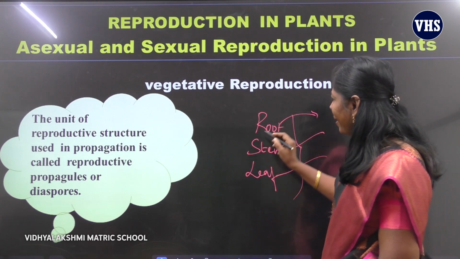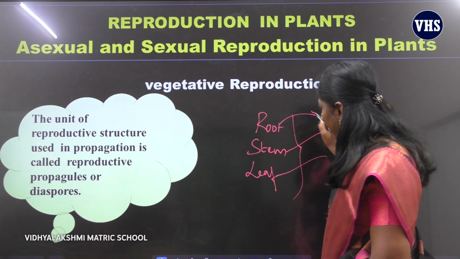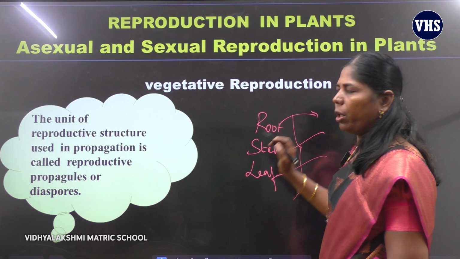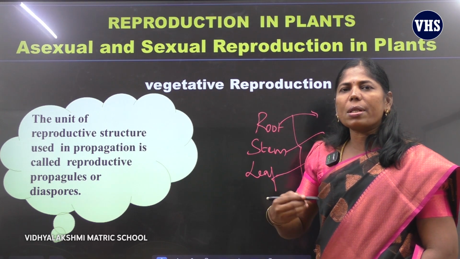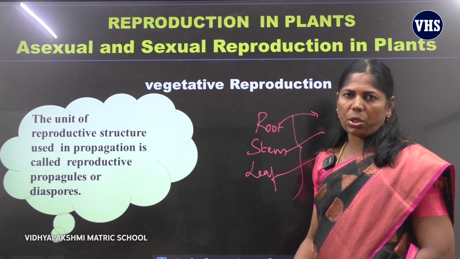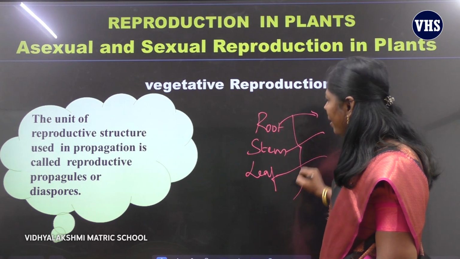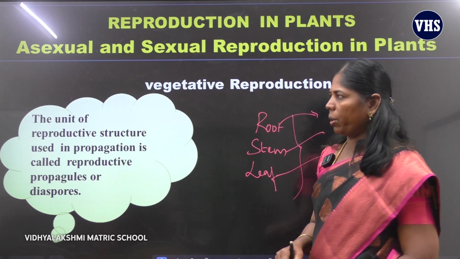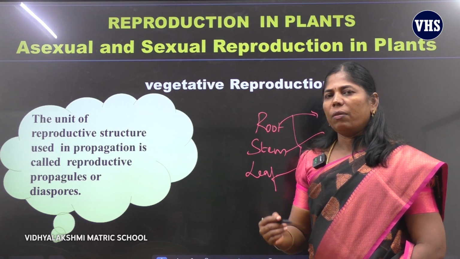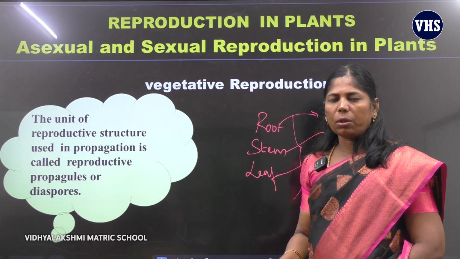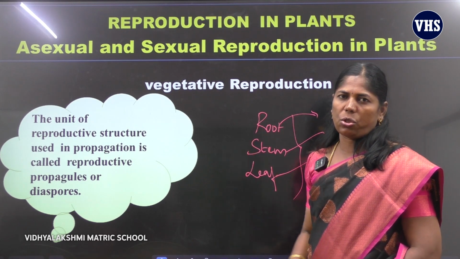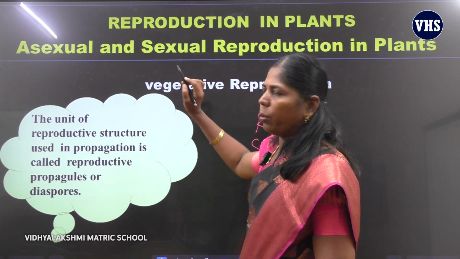Just detach the bud. If we take that bud and keep it separately, it will grow as an entire plant. In the same way, if we take the stem or leaf and keep it separately, it will grow as an entire plant. So that is vegetative reproduction. What organs are involved in vegetative reproduction? That is called a vegetative organ. Whatever is involved in vegetative reproduction, we call a vegetative structure or vegetative reproductive structure. Based on that, there is a question here.